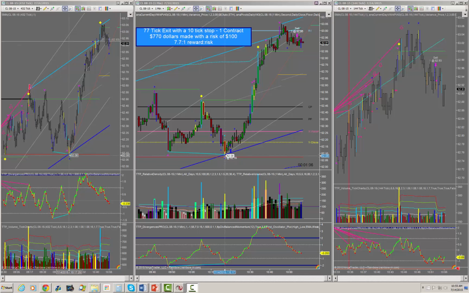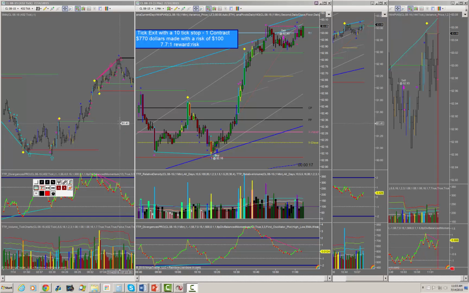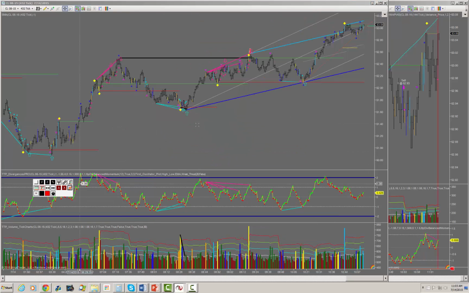Alright, so let's go over why I got in here. It was really just a little bit of a late entry. I should have been in down around here at about 14, so not too much difference, only a couple of ticks, but could have had a little bit less risk on this trade, but got in just a little bit late. Okay, let's delete everything off of this chart.